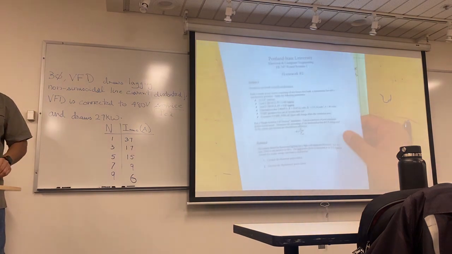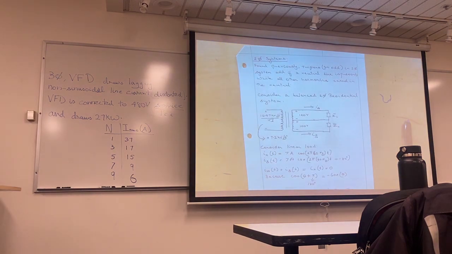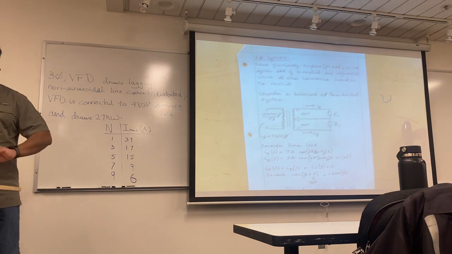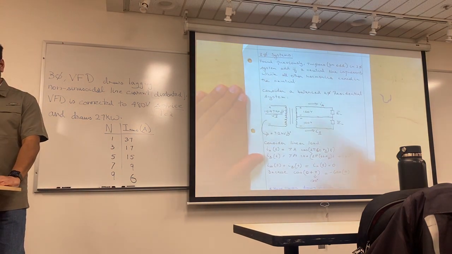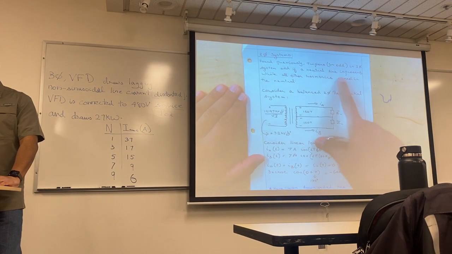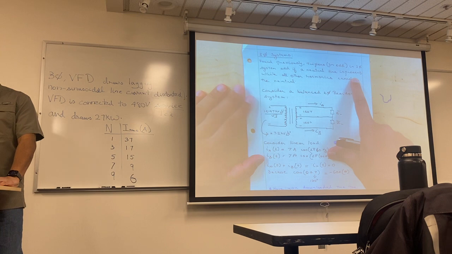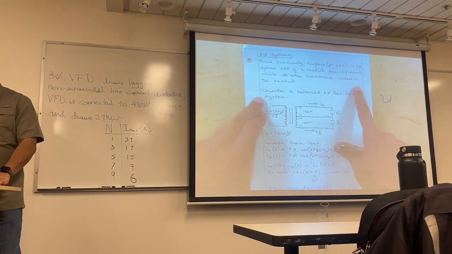Similarly, but we didn't cover that. Yeah, we'll come to it. So for a 2-phase system, all right. We previously found that the triplets in 3-phase systems add if a neutral line is present, while all other harmonics are cancelled in the neutral.